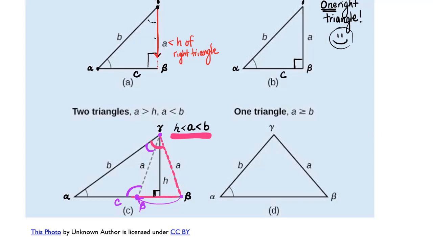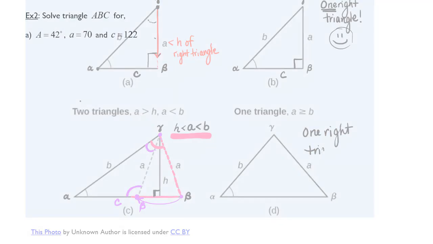And then lastly, you could also get A greater than or equal to B, in which case A doesn't swing through, because if it swung through, it would do something like this, and that wouldn't make sense. It would just collapse on itself. And so it just sits there exactly how it is, and it's convenient. So once again, you have one triangle.